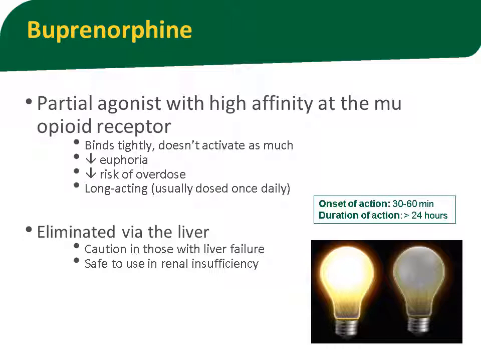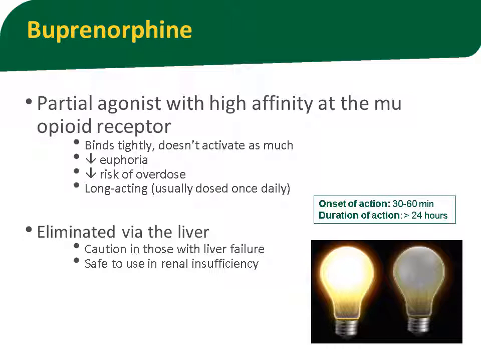Buprenorphine is a partial agonist at these receptors, meaning it binds to these receptors, but it doesn't stimulate them as much as other opioids, such as methadone or hydromorphone or fentanyl. You can think of this as a light bulb on a dimmer switch. Full opioid agonists, again like methadone or fentanyl or morphine, cause the light bulb to burn very bright and hot, where buprenorphine doesn't light up that light bulb quite as much. This provides many benefits, such as less euphoria, less side effects, and most importantly, less risk of overdose.